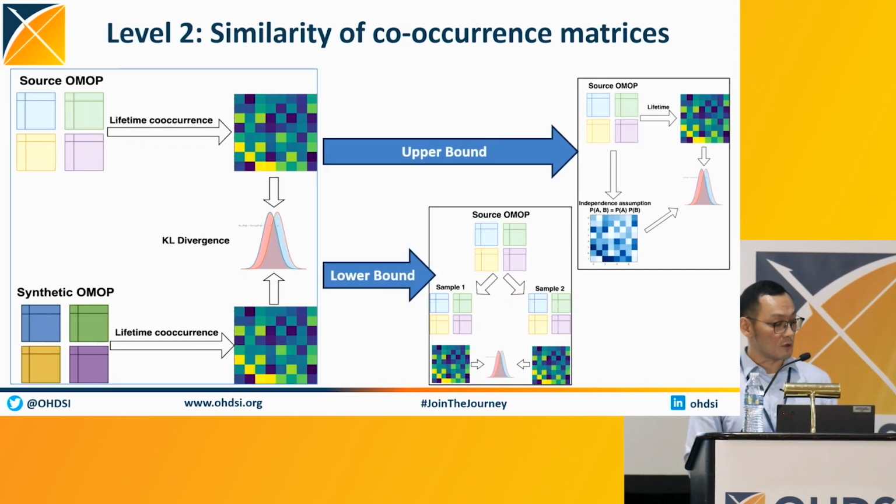Okay, so on level 2, we're going to compare the co-occurrence matrices of the source and synthetic OMOPs. We first construct the lifetime co-occurrence matrix and then simply calculate the KL divergence between them. We also included a lower bound and an upper bound. The lower bound was obtained by applying the same procedure shown on the left to 2 randomly drawn samples from the source. And for the upper bound, we first generated a hypothetical co-occurrence matrix by assuming independence in the source data, and then applied the same procedure to obtain the upper bound.